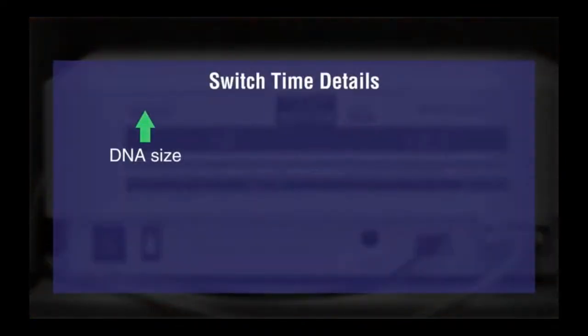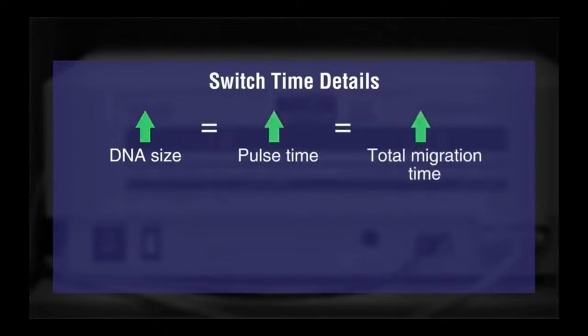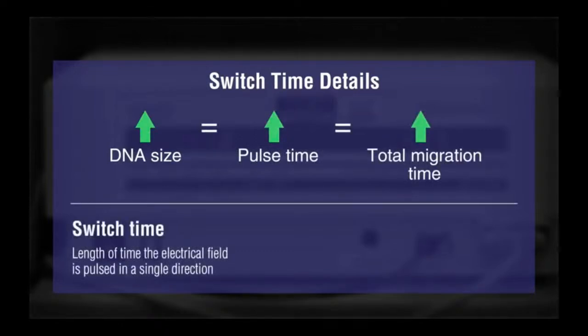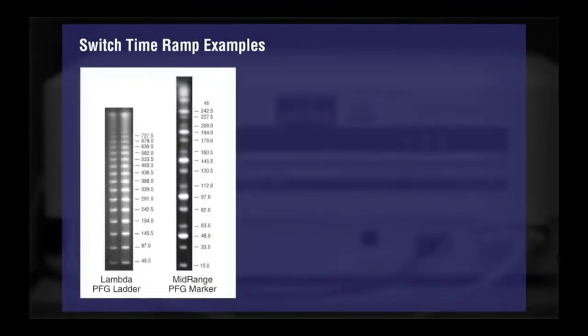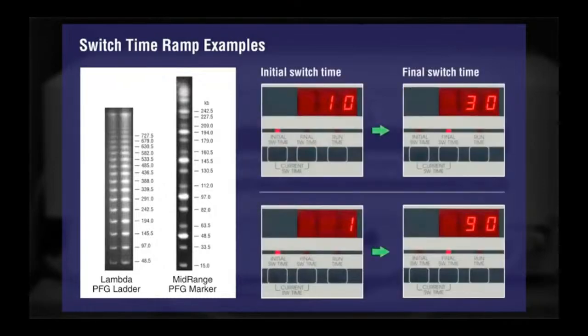The larger the DNA fragments, the longer the pulse times should be, and the longer the total migration time. The switch time is the length of time that the electrical field is pulsed in a single direction. For example, a 10-second switch time means that the electrical field will be pulsed in one direction for 10 seconds and then switch to another direction for 10 seconds. Samples with a wide range of DNA fragment sizes, such as NEB's PFG markers, can be resolved by ramping up from a short switch time to a longer one over the course of the run.